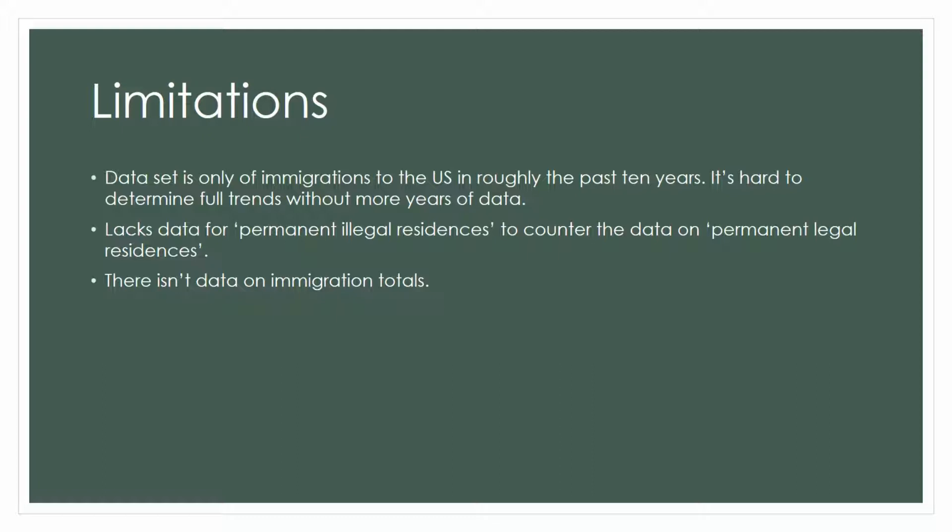This dataset generally doesn't allow for many counters for each category, such as permanent legal residences having permanent illegal residences, to understand the scope of this. The scale of this dataset is also small to make proper data trends. If the data were to have been, say, from the past 100 years, it would give a more accurate representation of the trends.